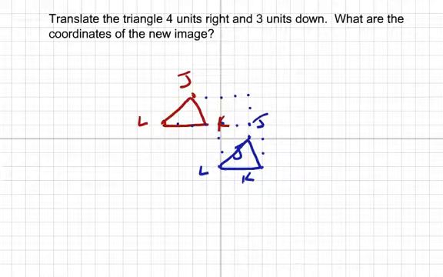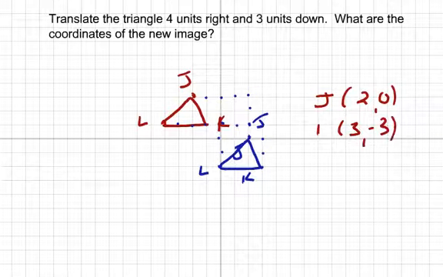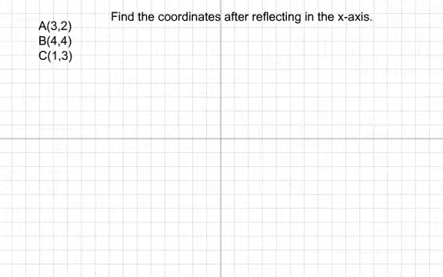So then it says, what are the new coordinates for the new image? So on the side, you're going to write J in parentheses. And J's new points are 2, 0. And then K's new points are 3, negative 3. And L's new points are 0, negative 2. And that's all you do for this problem.